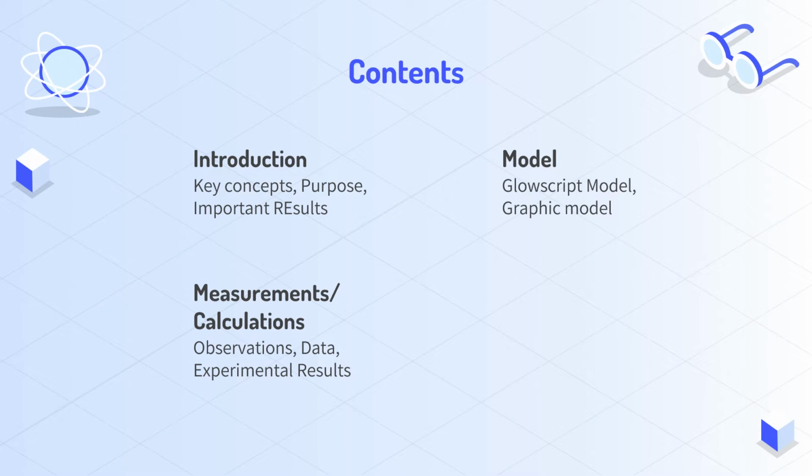This lab report will be split into three primary sections. There will be an introduction that deals with the purpose, concepts, and results. There will be a measurement and calculation section that will deal with the observed data and the results of the calculations. And finally, there will also be a computational GlowScript model, which will deal with the code and the visual model created to model the magnetic field of the bar magnet.